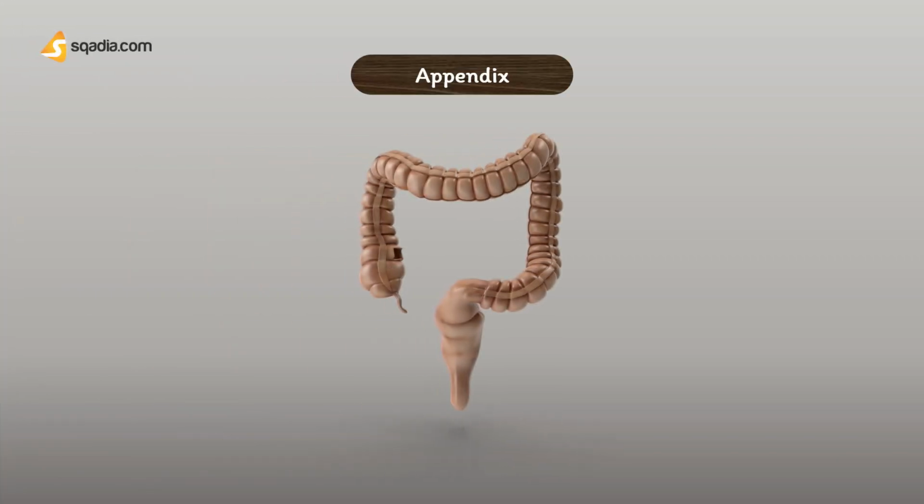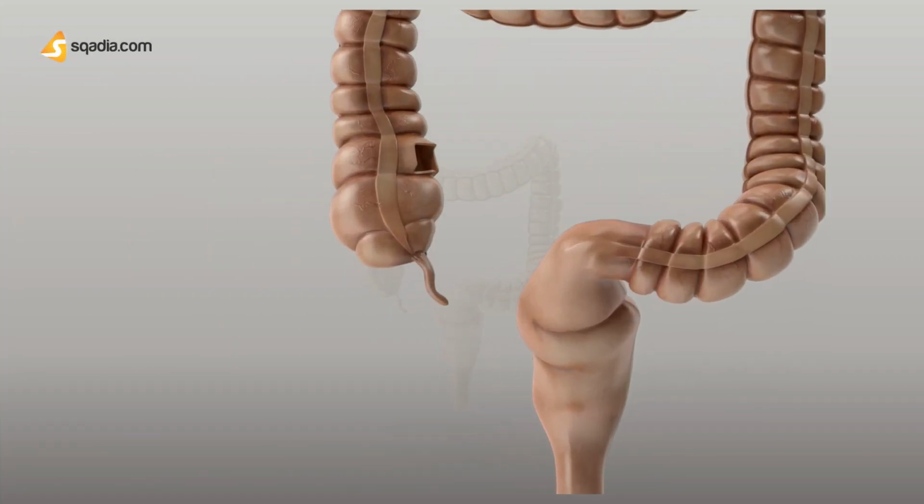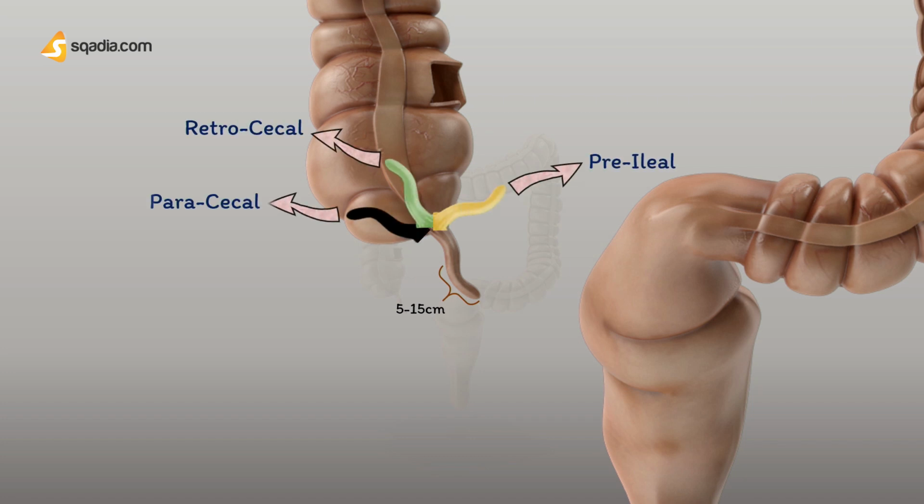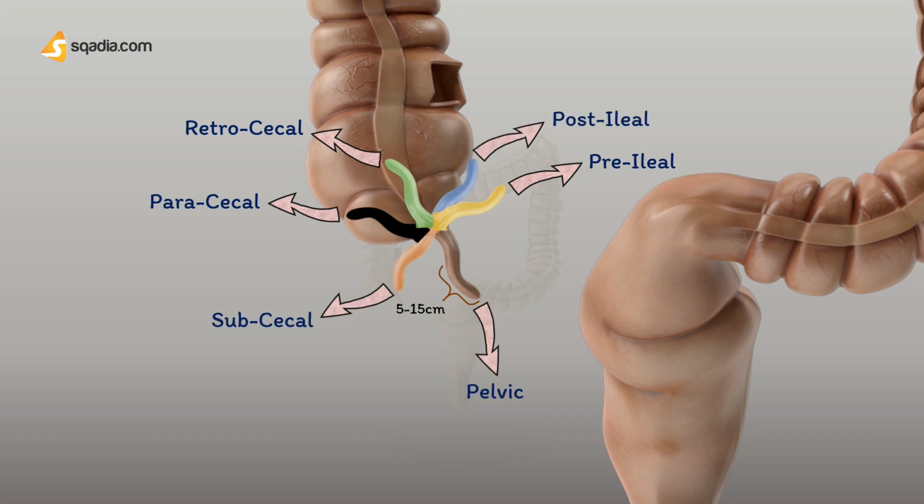So to start with, the appendix. It is a little diverticulum or outpouching of variable length. It's usually around 5 to 15 centimeters. And so the base is found at the posterior medial surface of the cecum. The actual position of the appendix can vary. It could be retrocecal, pre-ileal, paracecal, pelvic, post-ileal, or subcecal, as you can see in the presentation. But the site of the base is always constant.